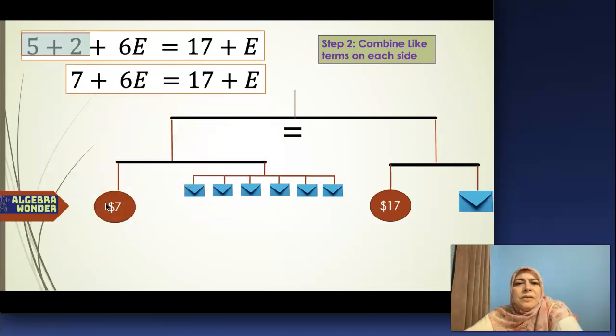Usually we combine each side. If we have anything to combine here, or here also, you can combine, but for sure you cannot combine across the equal sign. That's not going to work. So we finished the second step, which is combine like terms. Now let's see, how can you solve that? What's the next step? I want to know how many are in each envelope.